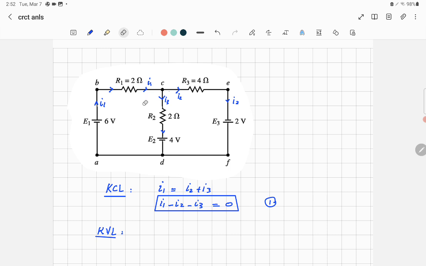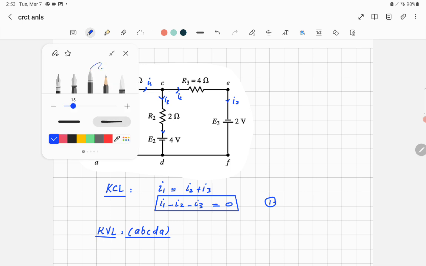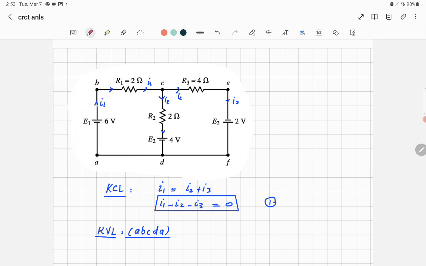Let's start with the first closed loop, which is A, B, C, D, A. How do you write the Kirchhoff voltage law? To do that, you have to define the polarity across each element. So this is positive and this is negative, as given. For the resistor R1, the current I1 is flowing in this direction, so it will be flowing from the positive to the negative.